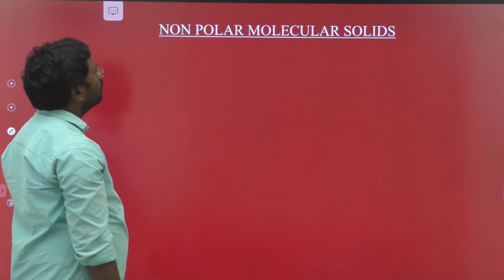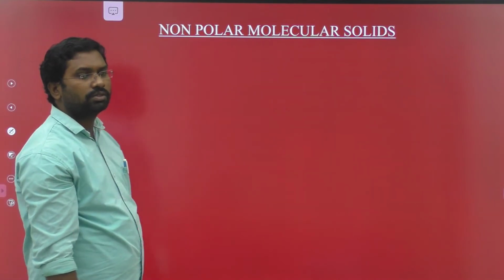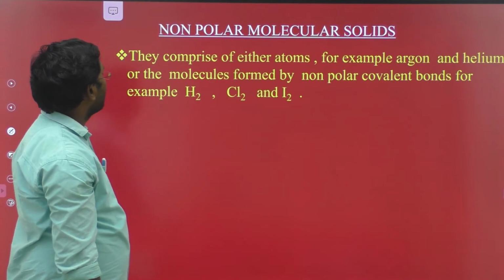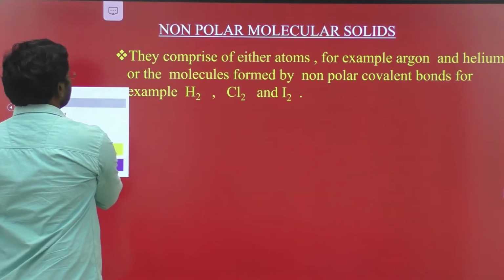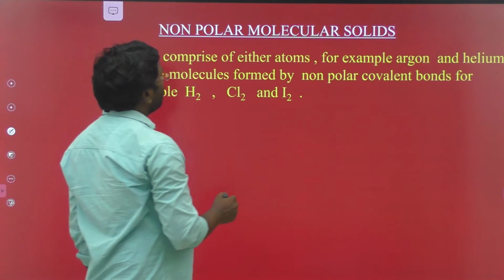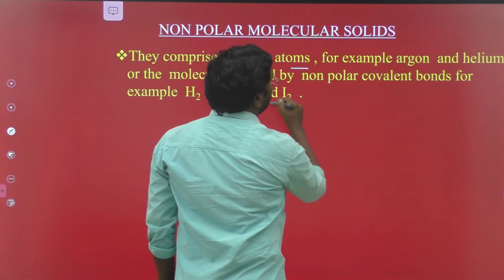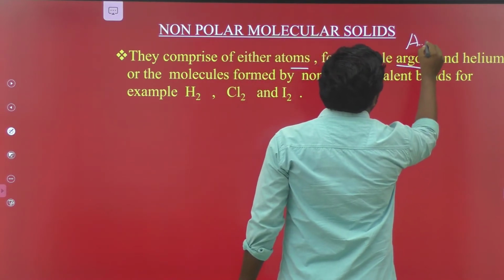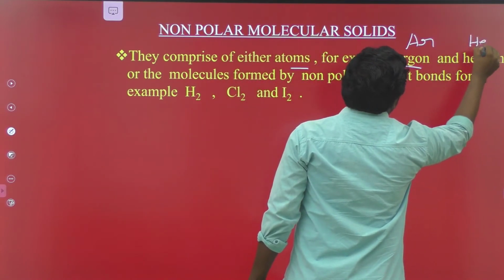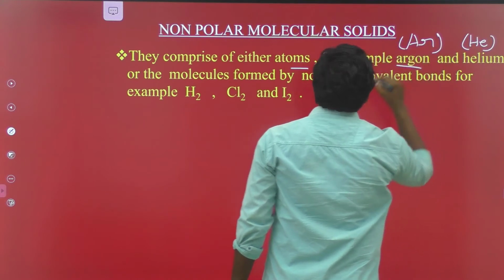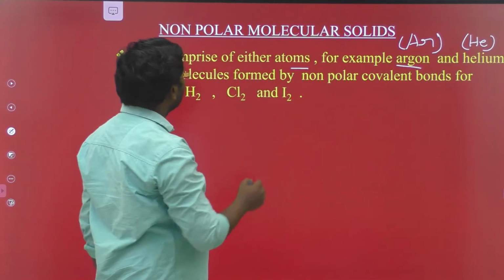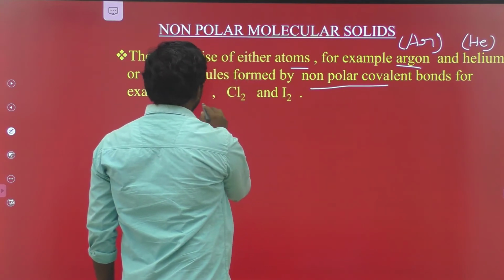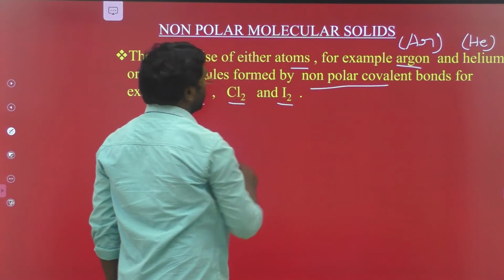Come to the first one, non-polar molecular solids. What are non-polar molecular solids? They can be defined like this. They comprise either atoms, for example argon Ar and helium He, or molecules formed by non-polar covalent bonds, for example hydrogen, chlorine and iodine.